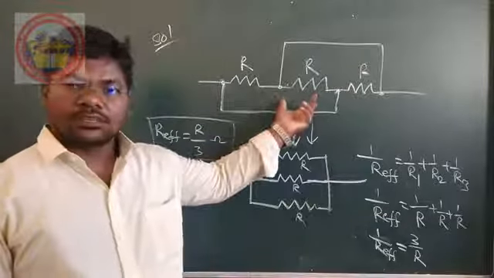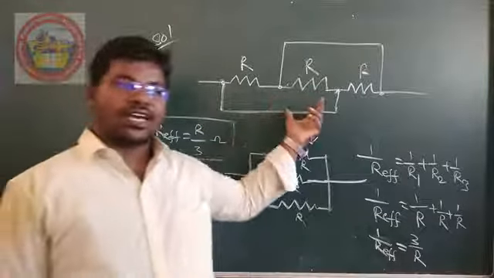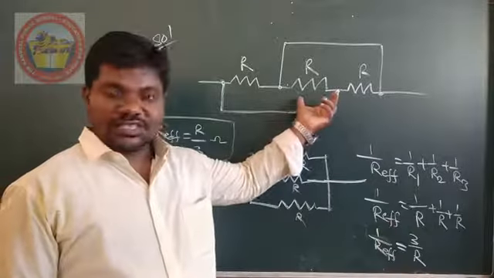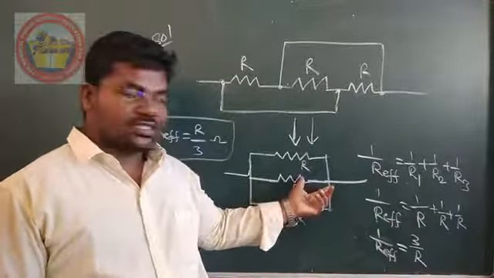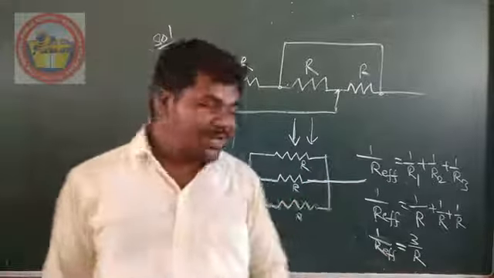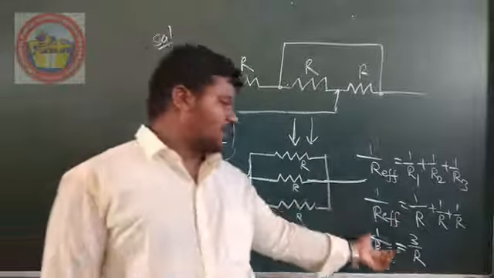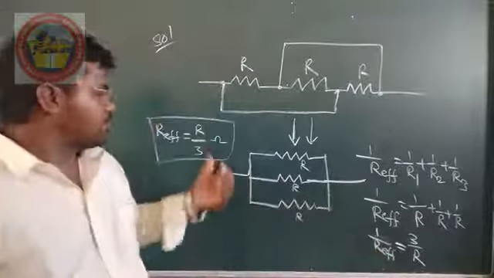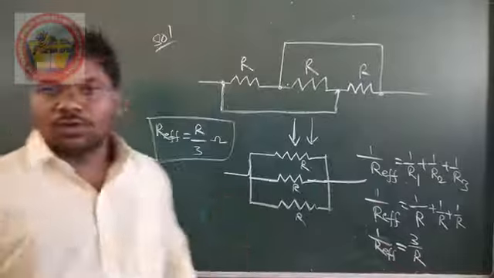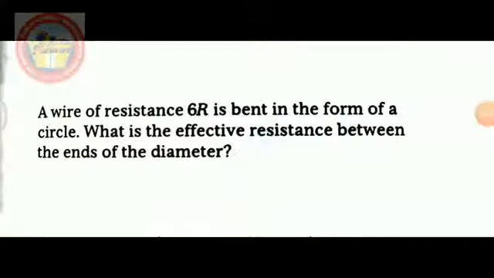For this type of circuit diagram we can draw an equivalent circuit diagram. These three resistors are parallel. By using the parallel combination, we can get the answer. R effective is equal to R by 3 ohms.